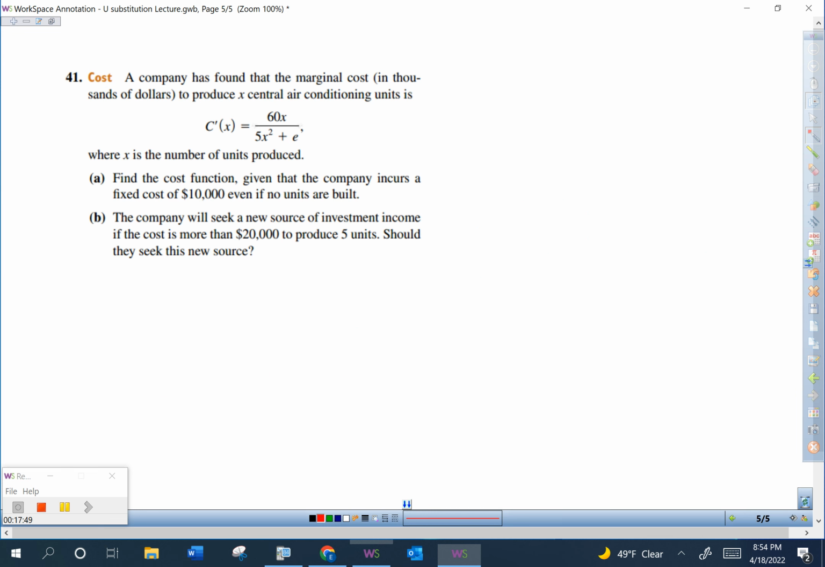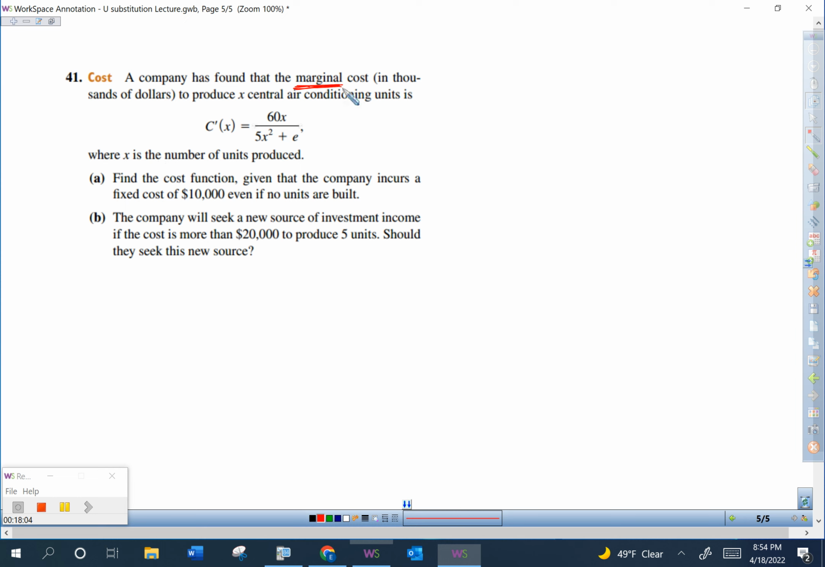Last thing is talking about word problems, how antiderivatives can be used to solve problems like this one. It says a company has found the marginal cost, and this word right here is super important, in thousands of dollars to produce X central air conditioning units. They give us this equation, says X is the number of units produced.